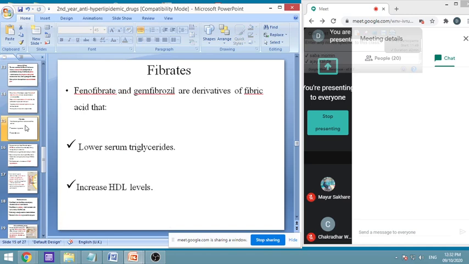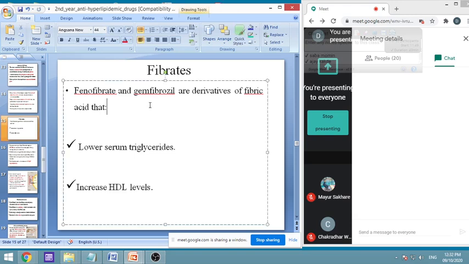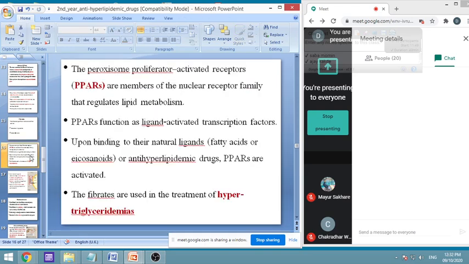The next class of drug is the fibrates. Fenofibrate was the first one, and then later gemfibrozil. They are derivatives of fibric acid. They lower serum triglycerides and increase the HDL level. How they do this: the peroxisome proliferator activated receptors, PPARs, are members of the nuclear receptor family, and they regulate lipid metabolism.